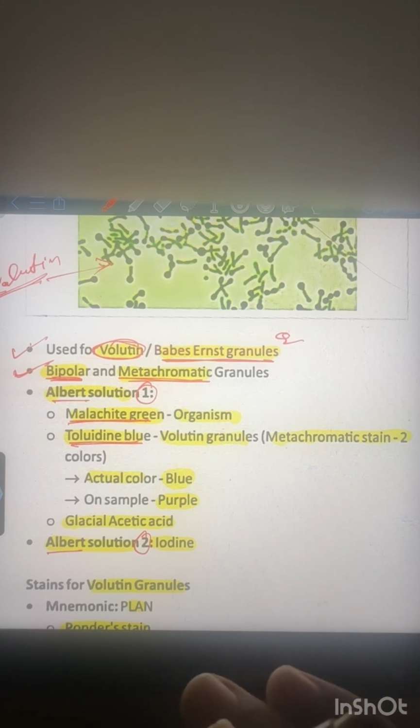Toluidine blue, so there is some blue color. Malachite green, so there is some green color. There is a blue color, there is a green color involved in the story. Yes. Can I see the green color? Yes. The organism has stained green in color. So malachite green is going to give a green color to the organism.